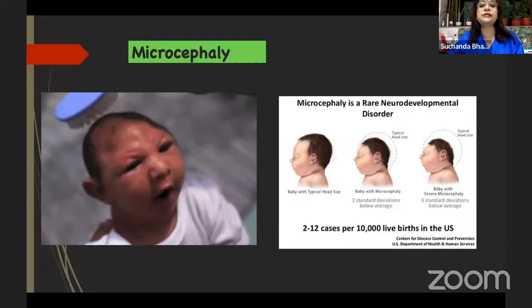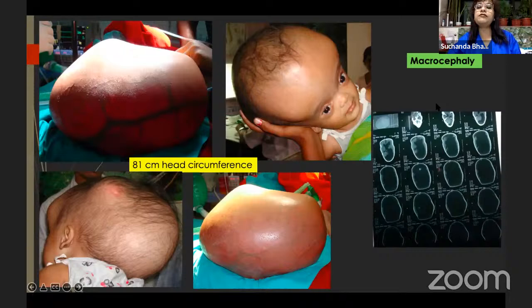So this is a case of macrocephaly where there is a congenital hydrocephalus. You can see there is no cortical mantle at all in this child, and it was 81 centimeter head circumference at 6 months of age. And you can see the trans-illumination, you can just see the whole sagittal sinus with the cortical veins.